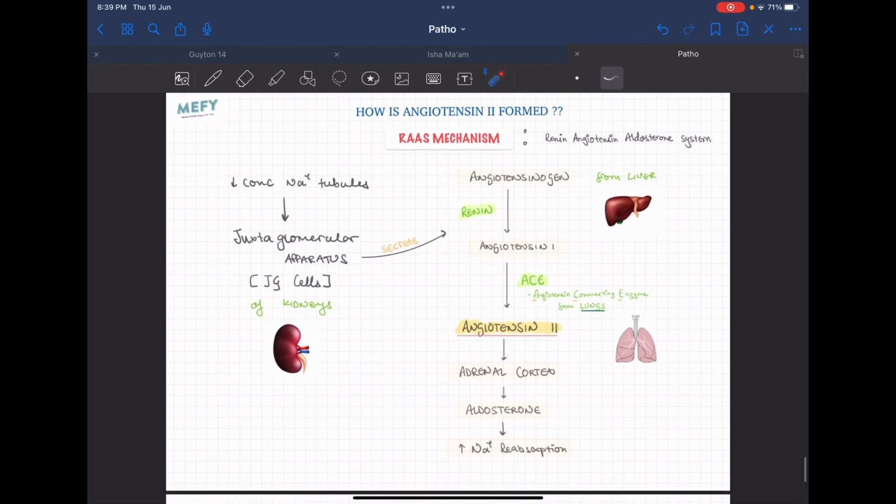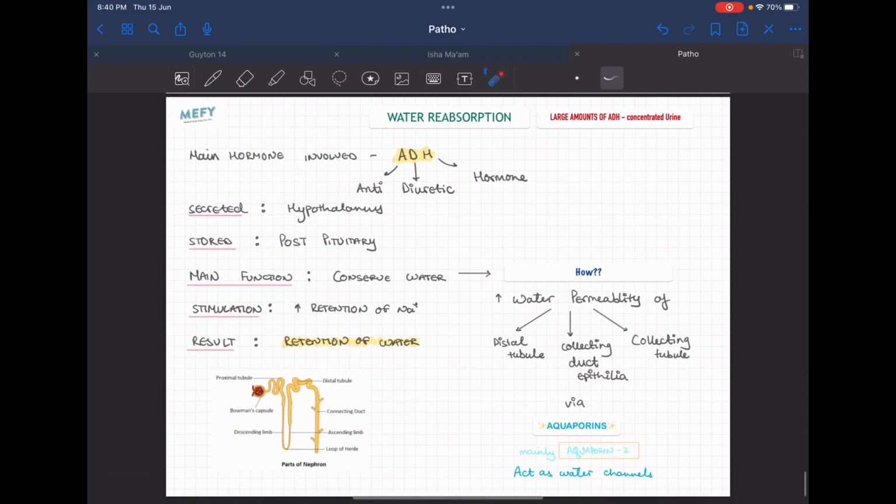Because of this, there is not only an increase in sodium reabsorption, but there is also an increase or decrease in blood pressure regulation via this mechanism. That's why this mechanism relates to two of the most important systems of the body, the renal and the cardiac, and many more systems. I hope you understood this mechanism very well. So let's move on to the water reabsorption part.